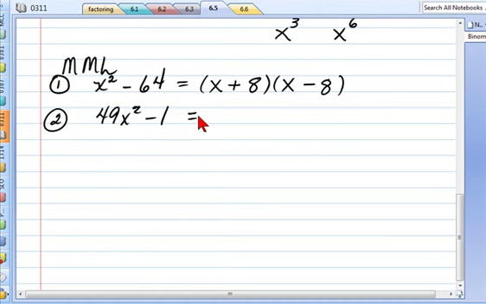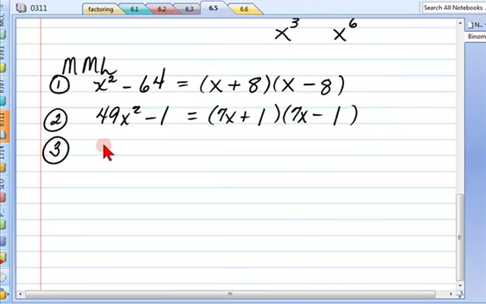Is there a common factor? No. Is it the difference of squares? Yes. So if it's the difference of squares, then I know I'm going to get one plus and one minus. What will the first be? 7x plus 1, and then 7x minus 1. Done. All there is to difference of squares.